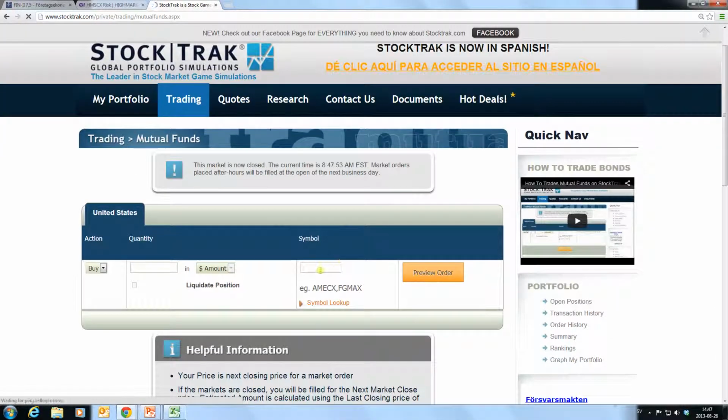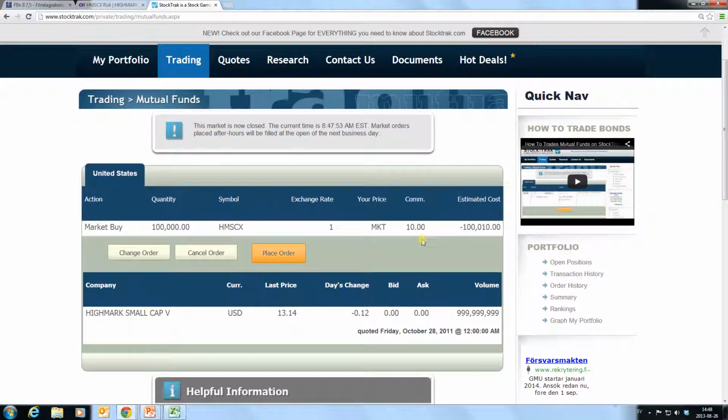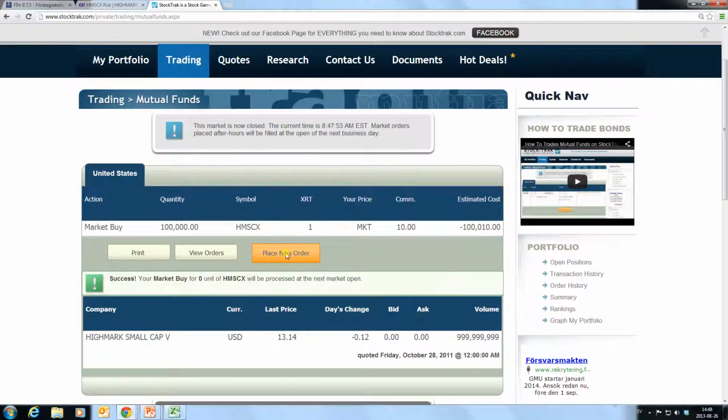Now I go to the symbol and I enter the symbol here, and we get the fund, which is Highmark Small Cap. Alright, so now you can only choose how much you would like to invest. So here you don't actually buy, let's say, 50 shares of this fund, but you choose that, okay, I would like to invest $100,000 in this fund. Okay, so I would like to invest $100,000, then I preview the order. I see that there's a small commission of $10, and the total cost would be $100,010. Alright, so I place the order, and that's it.